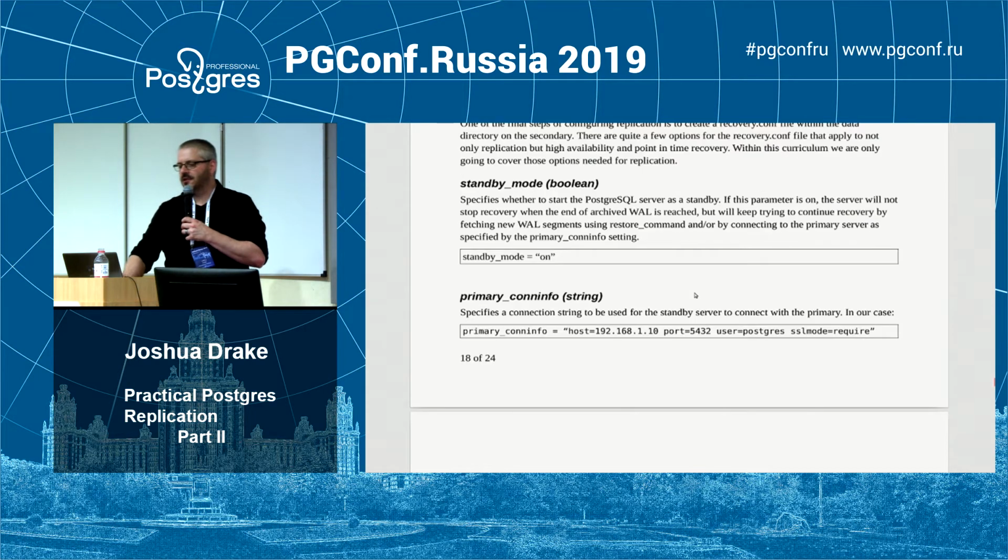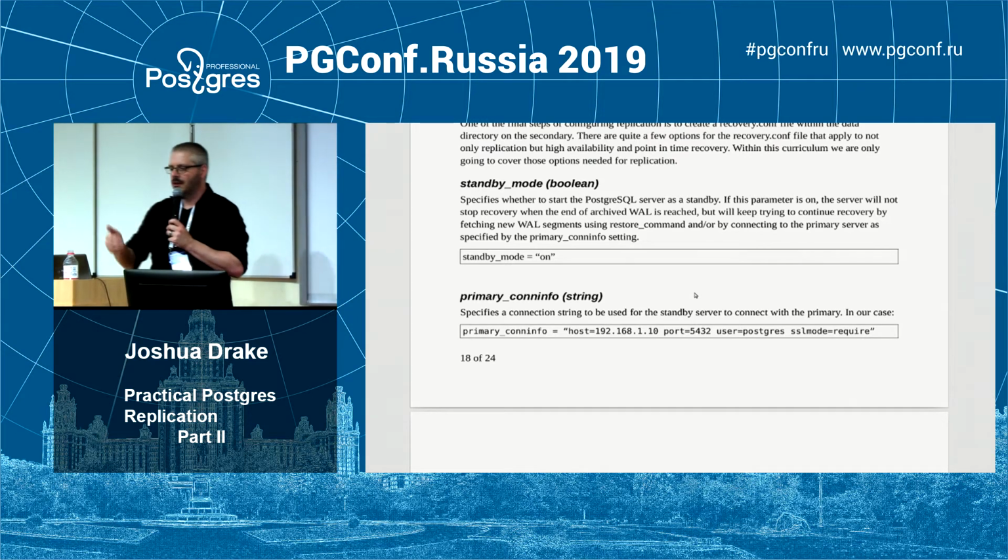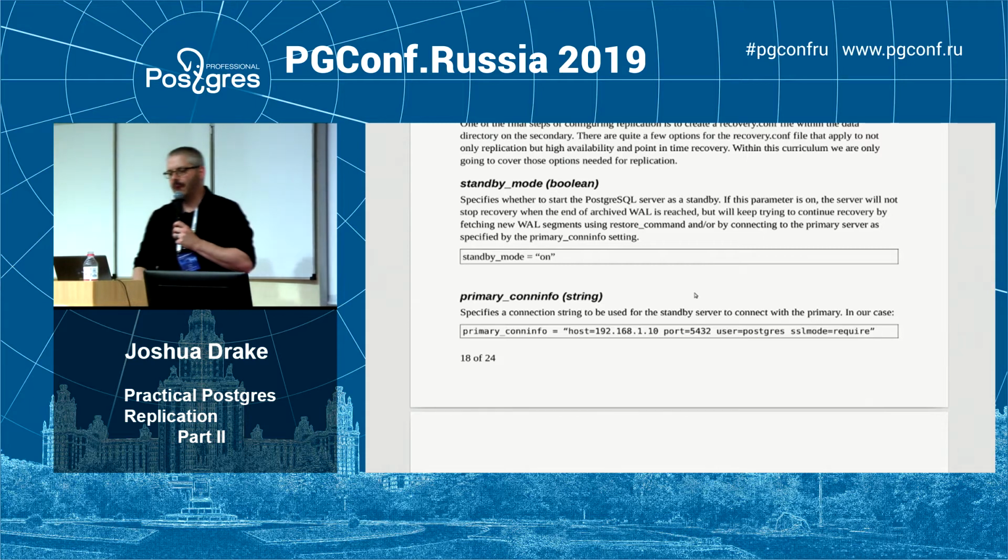All right. First and foremost, standby_mode specifies whether to start the Postgres server as a standby. If this parameter is on, the server will not stop recovery when the end of archived WAL is reached, but will keep trying to continue recovery by fetching new WAL segments using restore_command or by connecting to the primary server as specified by primary_conninfo.